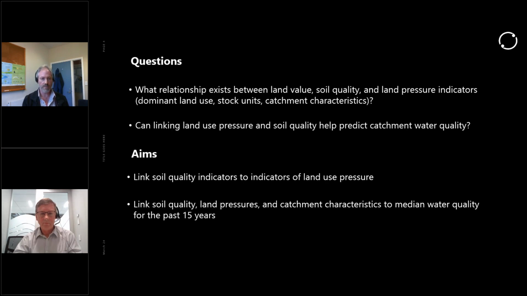So we had a couple of questions. What relationships exist between land value, soil quality and land use or land pressure indicators? Some examples there. And can linking land use pressure and soil quality help predict water quality? So really there's two components of this project. Our aims were to link soil quality indicators to indicators of land use pressure, particularly land value, but also linking all of these to median water quality for the past 15 years.